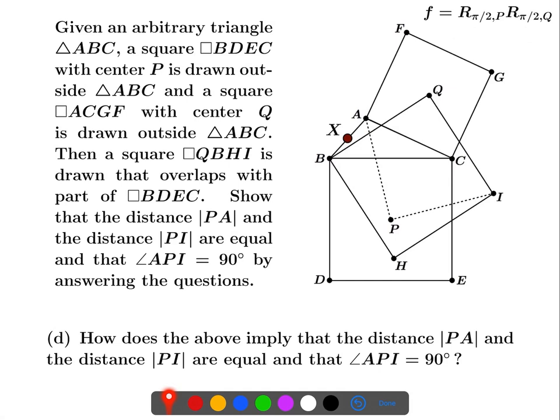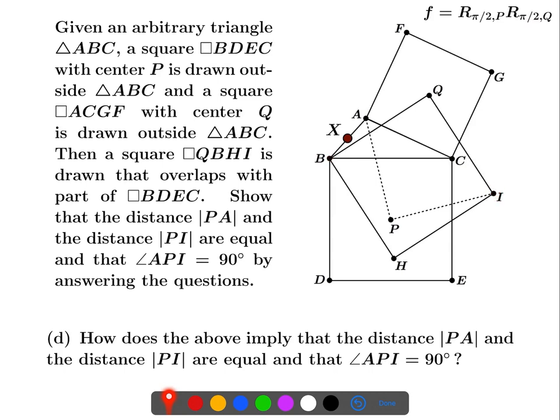So let's see. We want to take b, rotate it about q by pi halves. So we want to rotate counterclockwise around q. Remember, this was a square. So this length and this length are the same, and this is 90 degrees at q. So b is just going to go to I when I rotate around q by pi halves. So b goes to I.